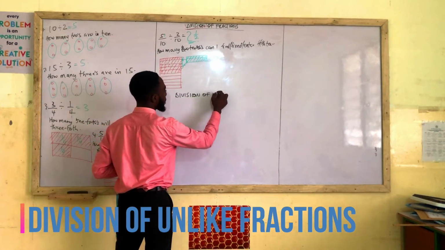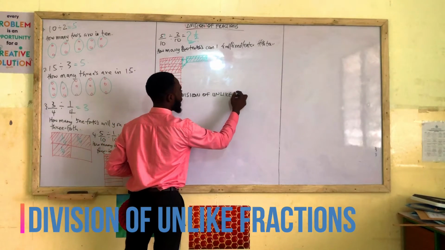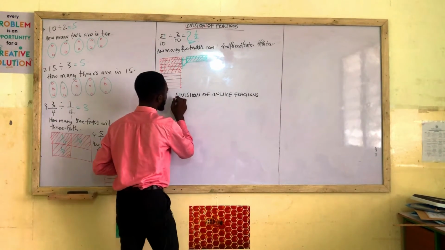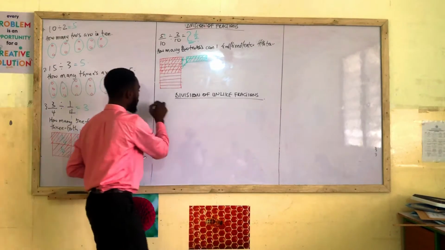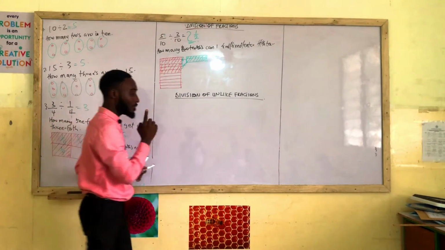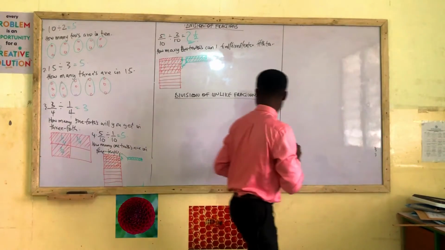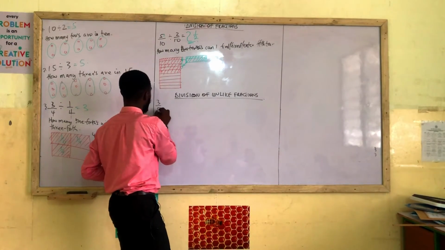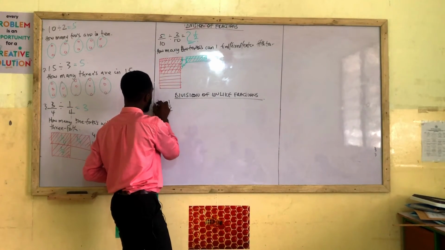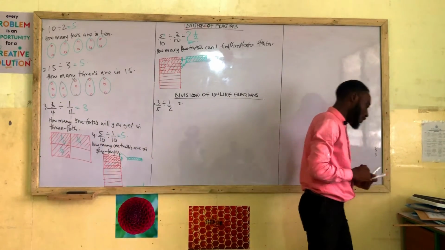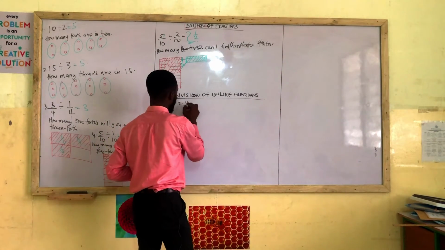Division of unlike fractions. So this as a principle we work on this. If we have, let me get my two questions right, 3/5 divided by 1/2. And the next one is going to be 4/5 divided by 2/3.